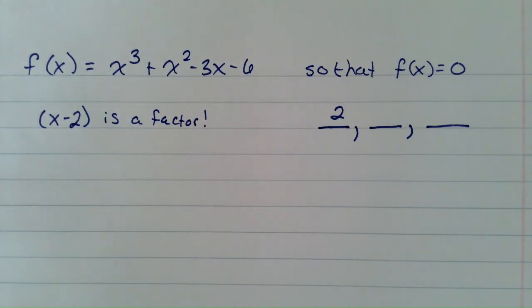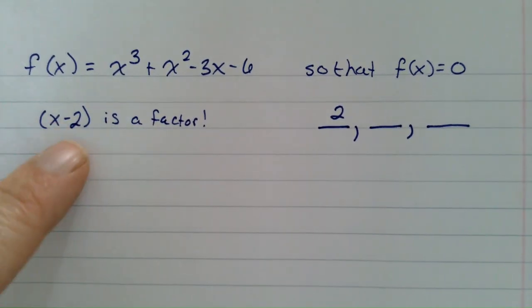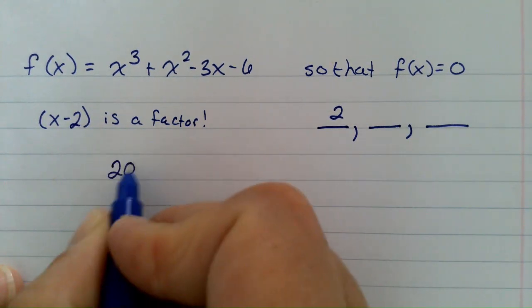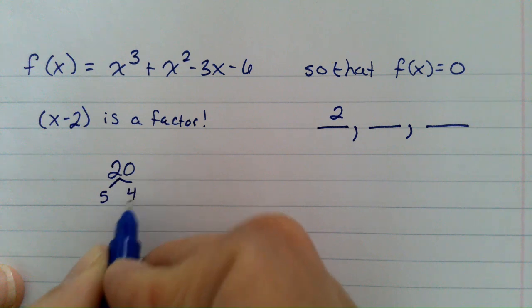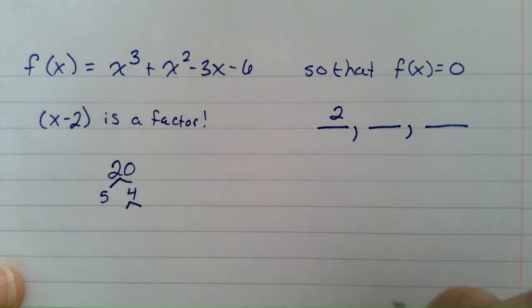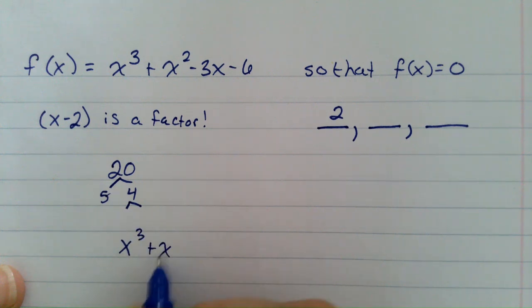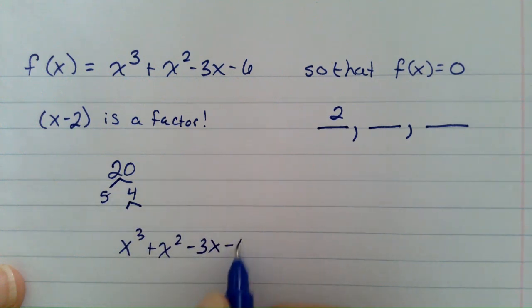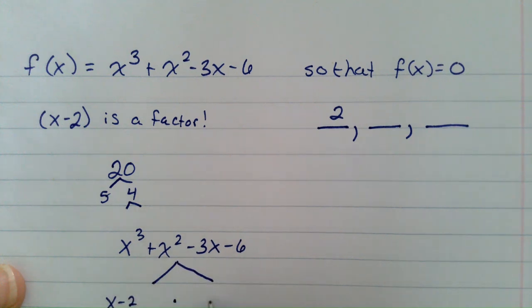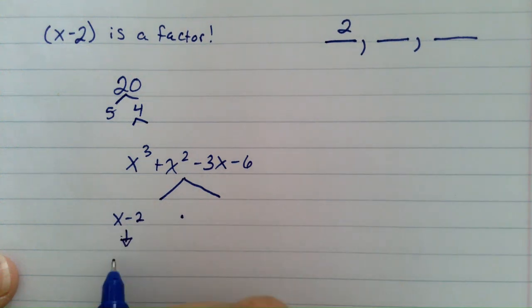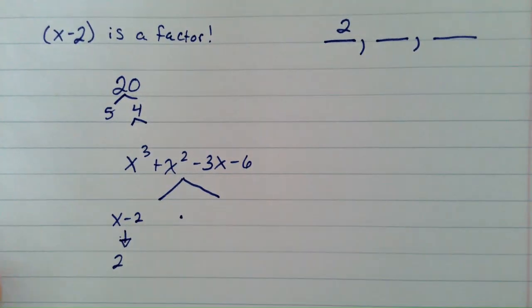So in order to help me solve this and find the other 2 roots, I'm going to have to divide by that so that I can find my other 2 factors. It's kind of like when you had 20 is 5 times 4, and then you could split 4 out. That's what we're doing here. We need to change x cubed plus x squared minus 3x minus 6 to x minus 2 times something. That way we can get a factor of 2 and then the other 2 factors as well.